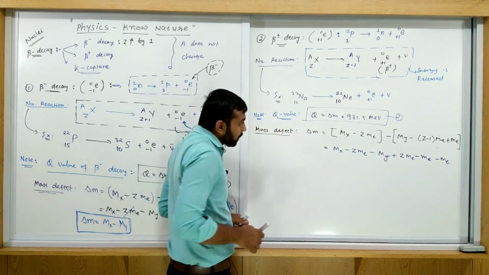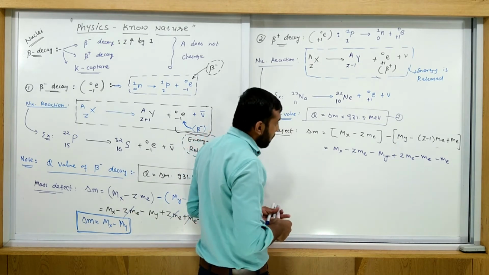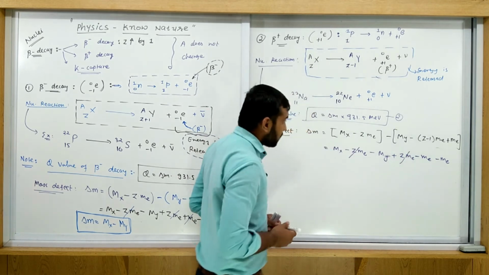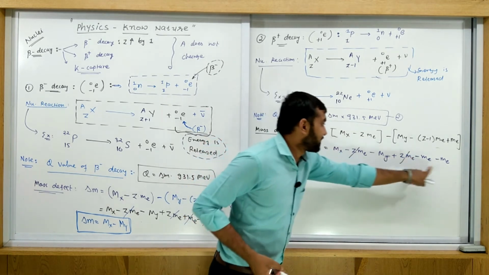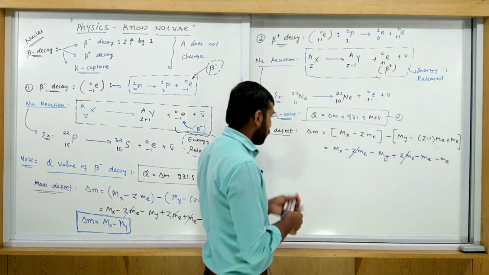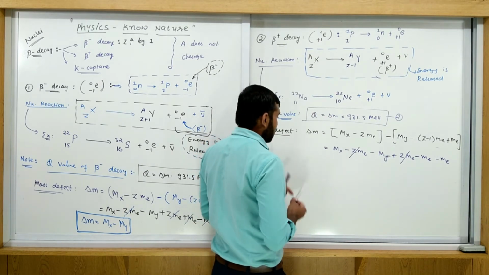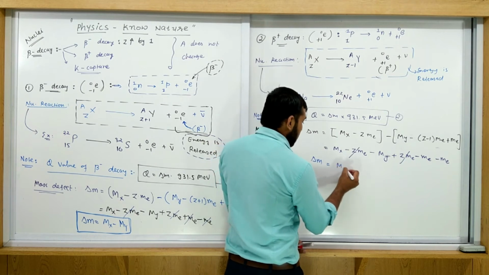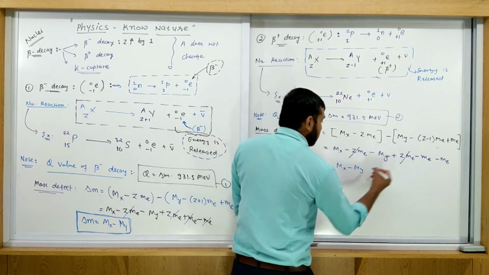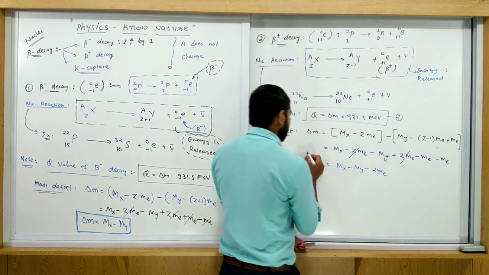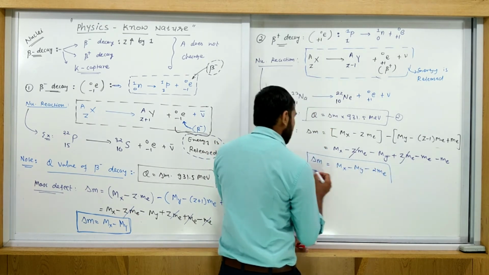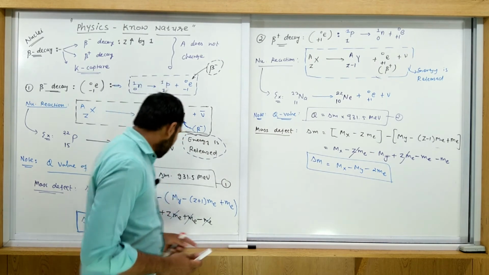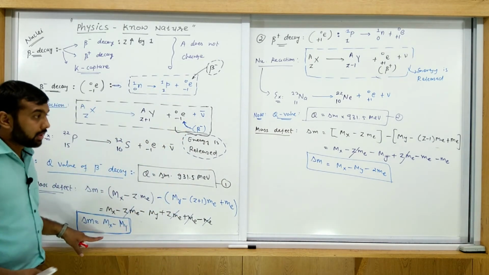Now anything that cancels, cancel it. Minus Z me plus Z me cancel, and minus and minus become a 2. So ΔM is equal to mX minus mY minus 2me. This is the mass defect in the case of beta plus decay. The earlier one was the mass defect for beta minus; both are different.